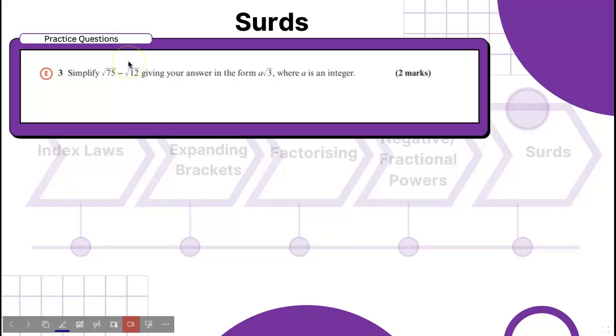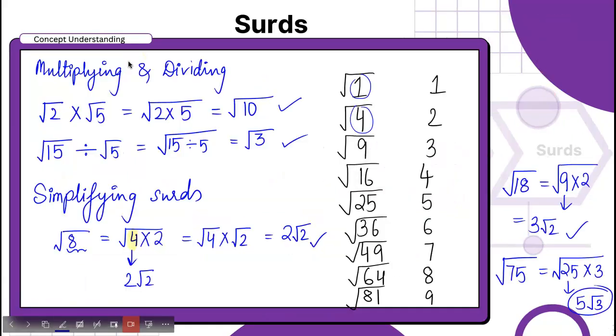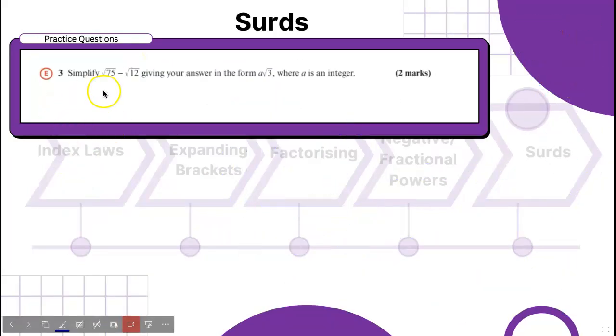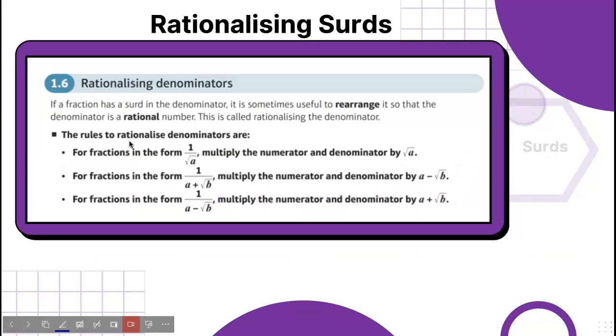Root 75, we just did during discussion. It was 5 root 3, no? So we're going to be writing 5 root 3 minus root 12, which was 4 times 3, so 2 root 3. That will give us 3 root 3. So the value of a is 3. Correct? Easy peasy. Now we'll talk about rationalizing denominators.